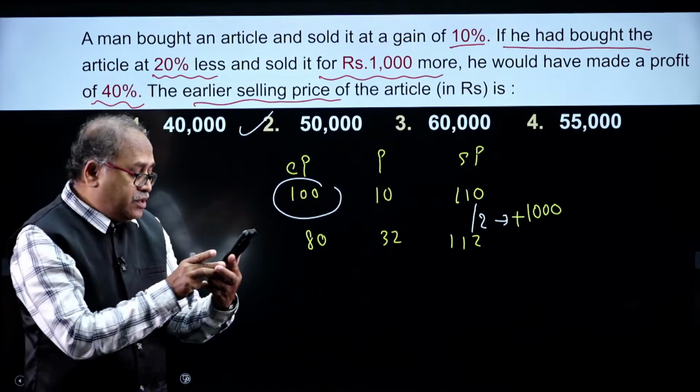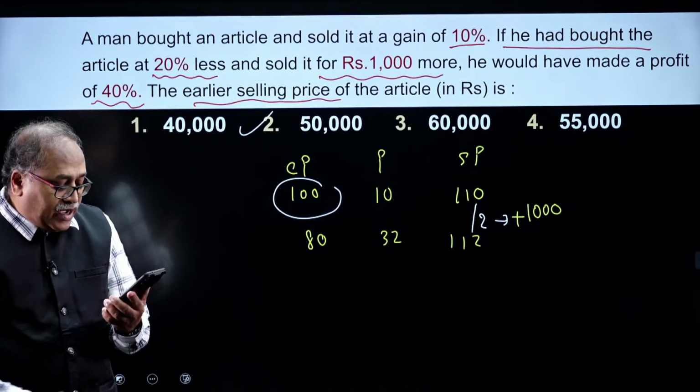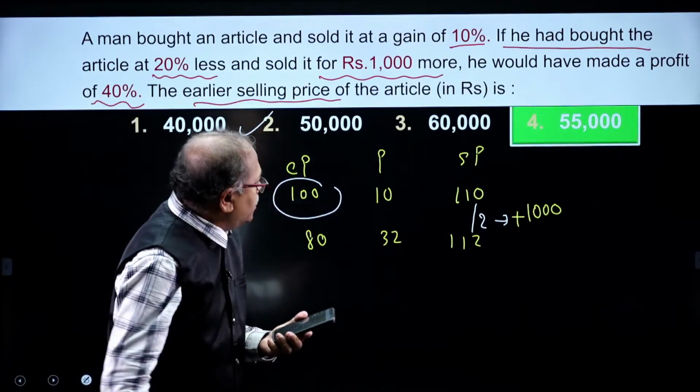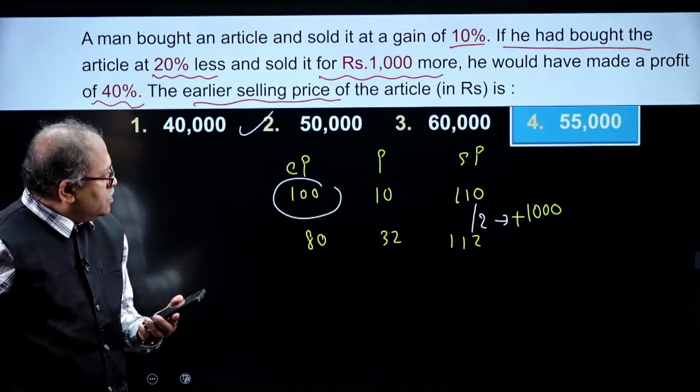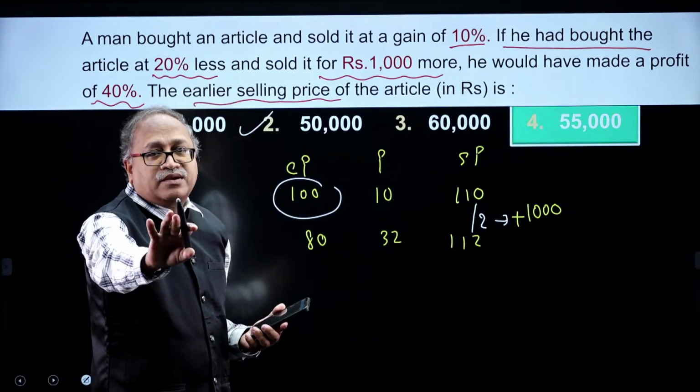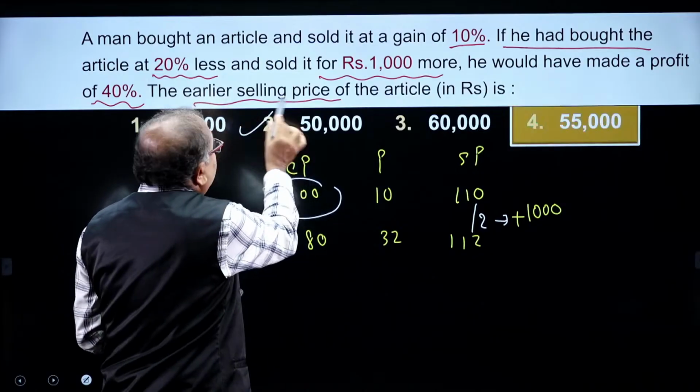Anyone answer the question? Option 2, oh that is right. Why is it 55,000? Okay, it is asking about the selling price, no? I am sorry. It is asking the earlier selling price.